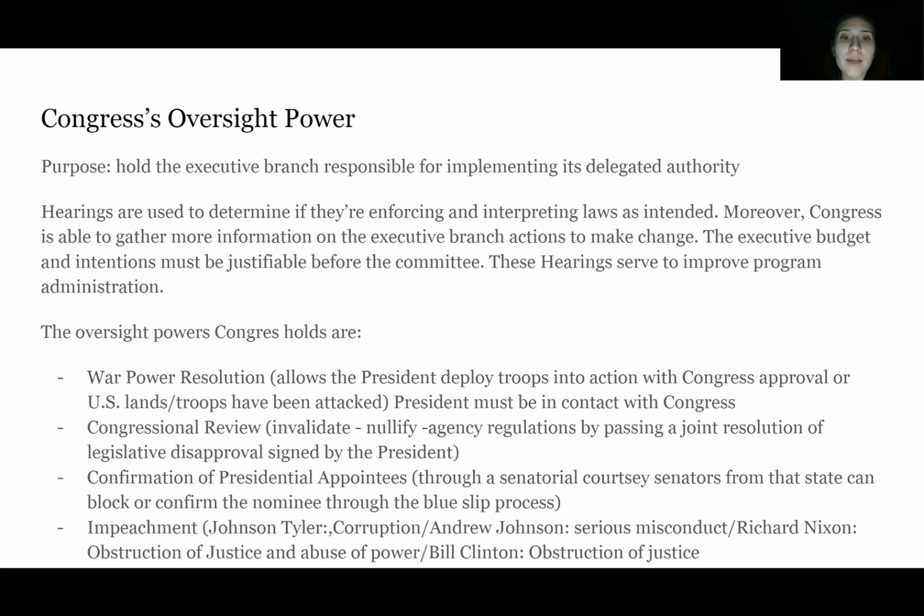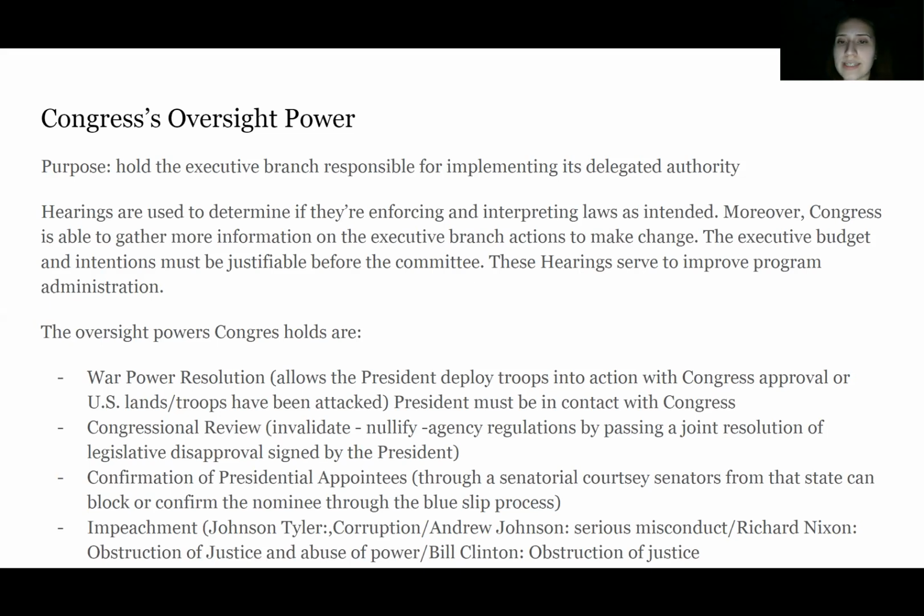Congressional review. Nullify agency regulations. Nullify means to invalidate agency regulations by passing a joint resolution, legislative disapproval signed by the president. Wow. That was a lot to take in. In order to invalidate a regulation that has been put in place, Congress would have to create a joint resolution that is signed both by Congress members and the president, which is really hard to do, especially if there is a difference in parties between the two. But it is an oversight power that Congress does hold.